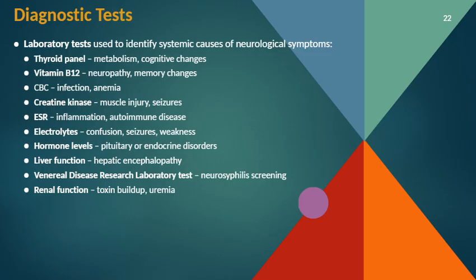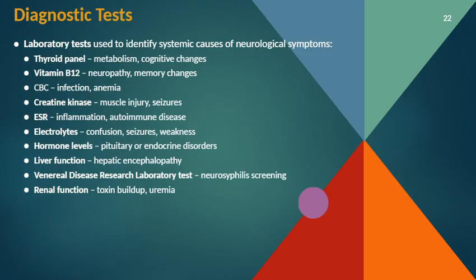The Venereal Disease Research Laboratory Test, or VDRL, screens for syphilis, which can affect the brain and spinal cord in its later stages, a condition known as neurosyphilis. Symptoms can include confusion, personality changes, tremors, or gait disturbances.